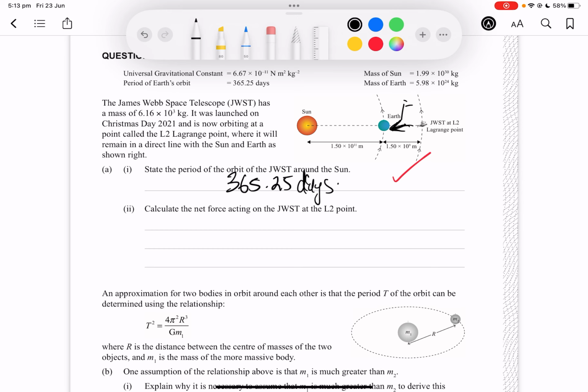Apologies. Let me see if I can fix this thing. Okay. It's not cooperating today, is it?